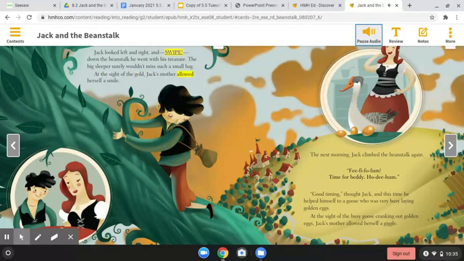The next morning, Jack climbed the beanstalk again. Fee, fi, fo, fum, time for Betty, hoody-hum. Good timing, thought Jack. And this time, he helped himself to a goose who was very busy laying golden eggs. At the sight of the busy goose cranking out golden eggs, Jack's mother allowed herself a giggle.